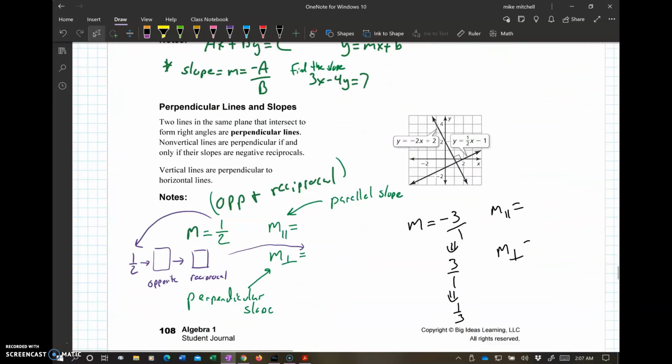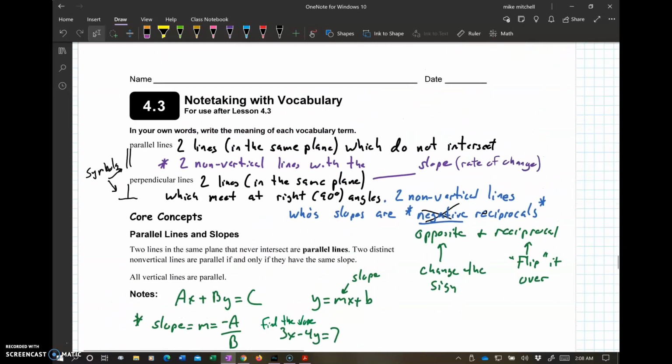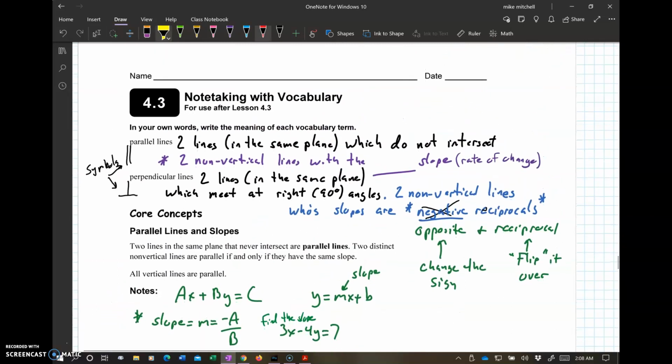Okay, let's start off with these words here. We're on page 108 in your journal. Parallel lines: two lines in the same plane which do not intersect. Key idea, we're going to use a little bit more of this one in the purple here. Two non-vertical lines with the same slope. Remember, rate of change is another word for slope.